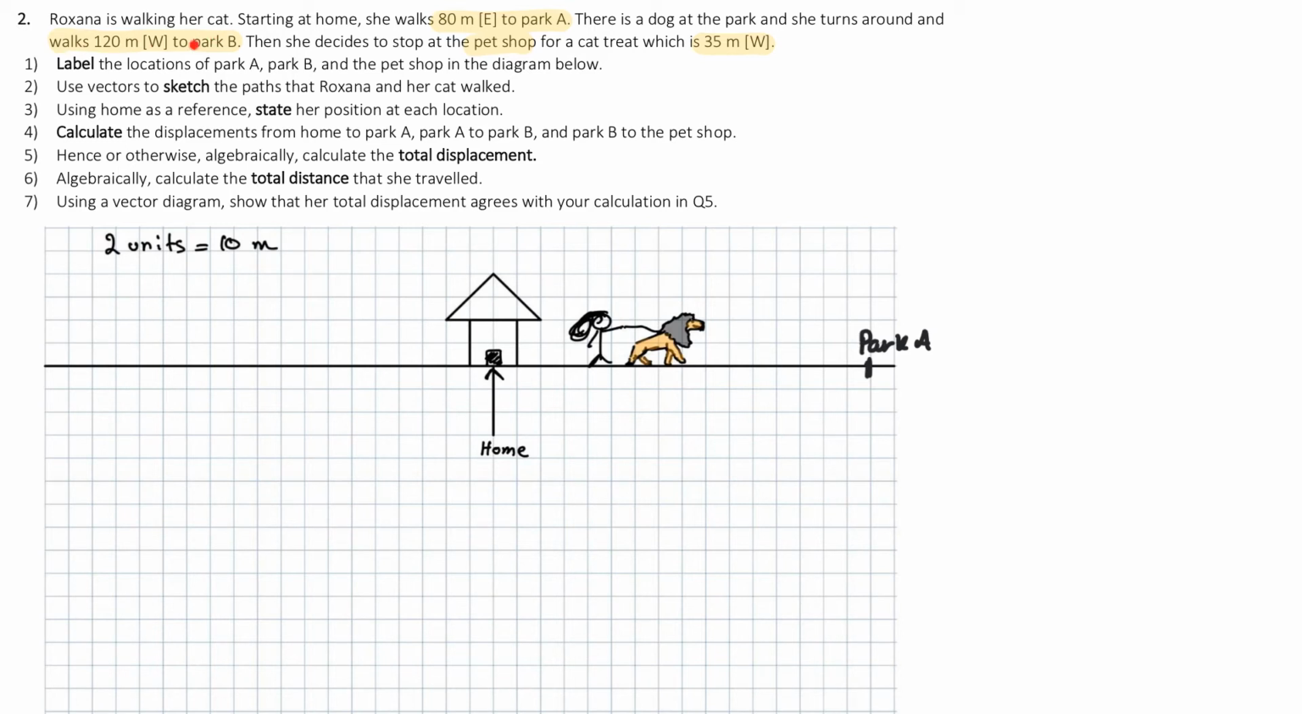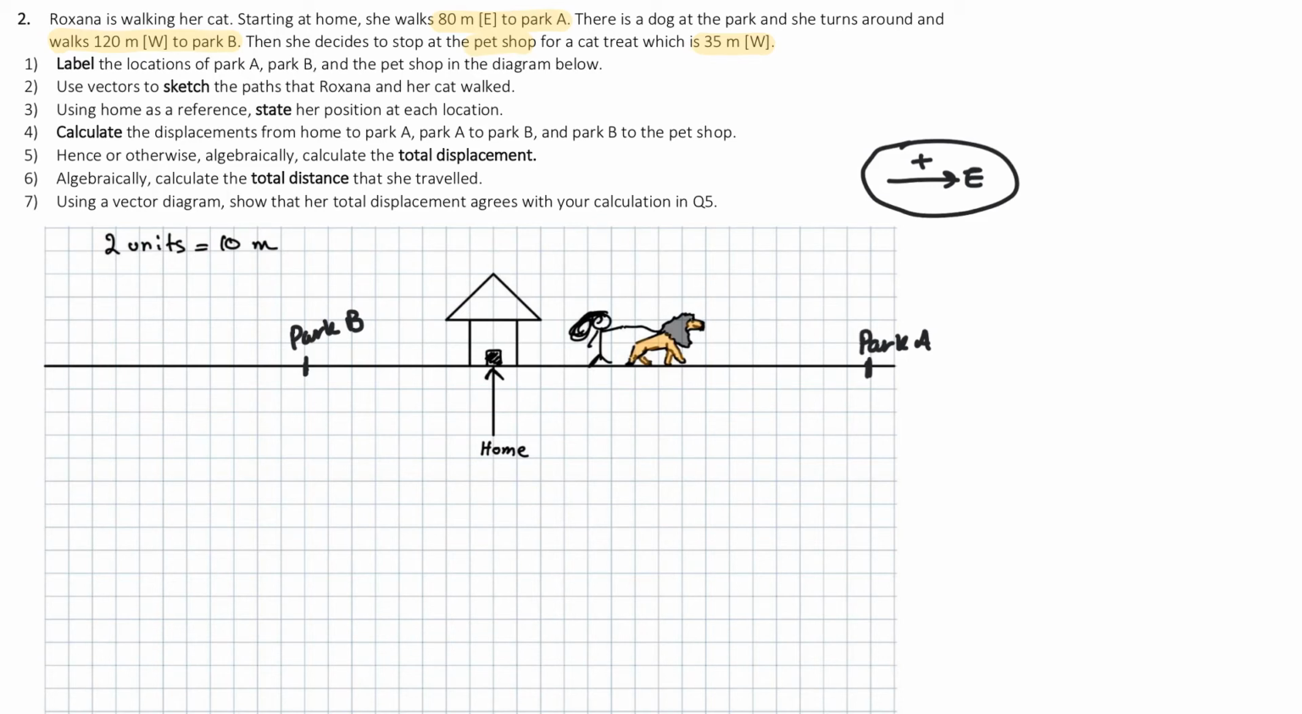She then turns around and walks 120 meters west, so I forgot to put my positive east direction. That's my sign convention: positive is east. Whenever Roxana is traveling east, that's to the right, and whenever she is traveling west, that's the opposite direction. So from here, 120 meters west. From here to here is 80 meters, so that's 80, 90, 100, 110, and 120. So right there, this is going to be Park B.